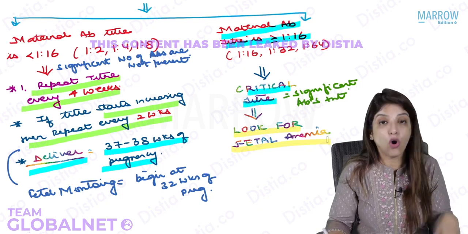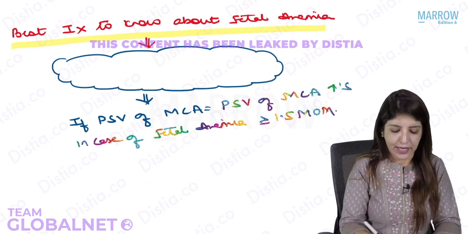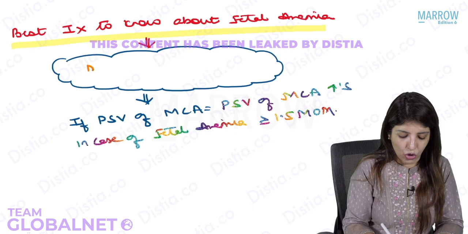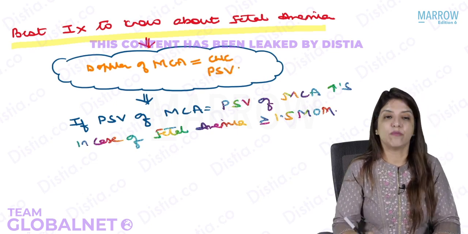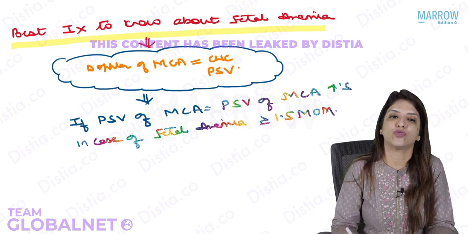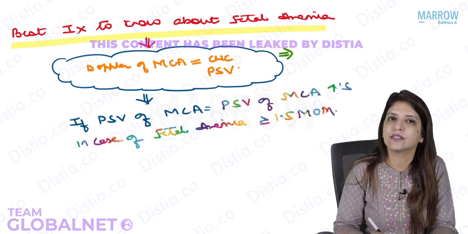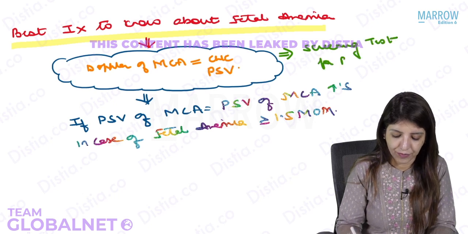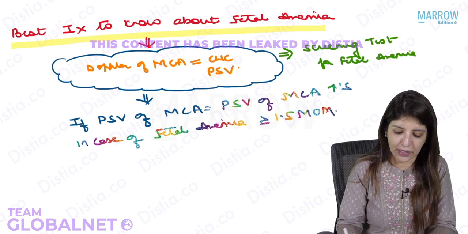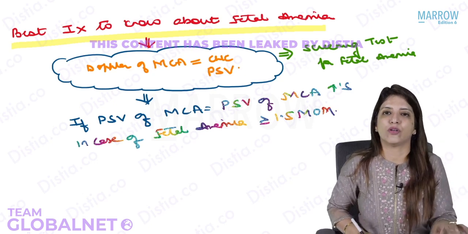And the non-invasive test to know whether fetal anemia is present or not is Doppler of middle cerebral artery, where I am going to check the peak systolic velocity. So I'm going to do a Doppler of middle cerebral artery, and I'm going to check the peak systolic velocity. This Doppler of middle cerebral artery acts like a screening test for fetal anemia. It tells you whether fetal anemia is present or not. It will not tell you exactly that yes, this is the hematocrit or this is the hemoglobin.